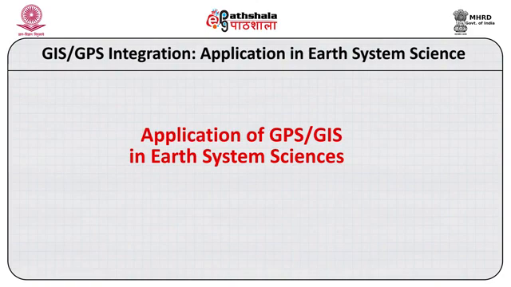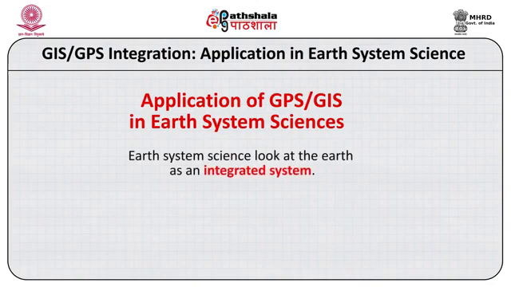Now I will tell you about the application of the integration of GPS and GIS in Earth system sciences. As already explained, Earth system science looks at the Earth as an integrated system. It is the study of the dynamic interaction between different spheres of the Earth and their subsystems. Physical, chemical, biological characteristics of the Earth and cultural characteristics of human beings fall under the purview of Earth system science, and therefore the application of GPS and GIS can be identified in countless fields. A few of them can be discussed as follows.